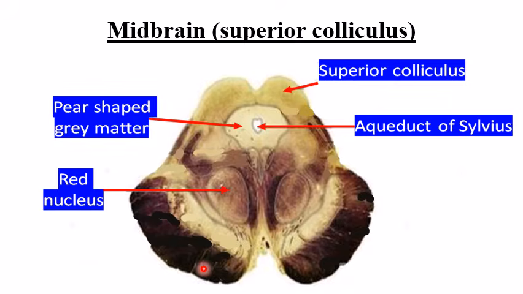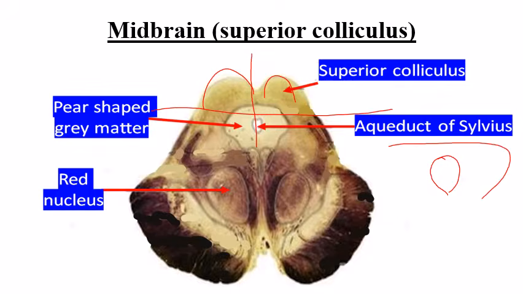So how could I differentiate between the superior and inferior colliculus? Look at the tectum here. Okay, the colliculus, if this is the middle line, you can see it appears like a concavity here, the superior colliculus. The aqueduct of Sylvius appears to be pear-shaped, as well as the gray matter surrounding it, inverted pear-shaped gray matter.